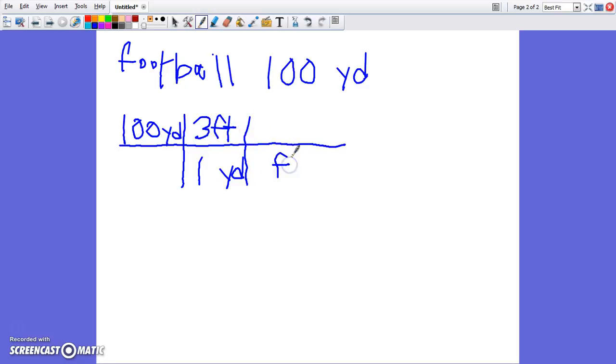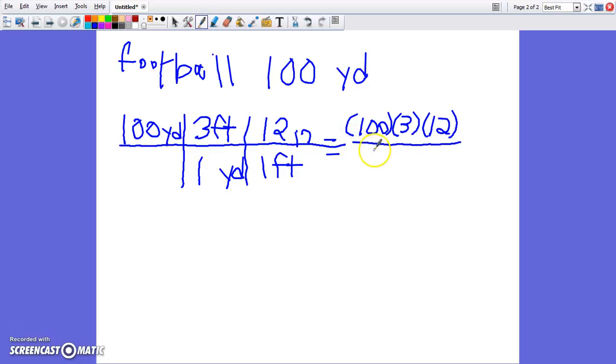And what do I know about feet in inches? I know that 1 foot is 12 inches. Now look, we multiply everything on the numerator, so 100 times 3 times 12, and we put that over everything on the denominator, which is just 1 times 1. I know you're probably rolling your eyes, but I'm going to write it down anyway.